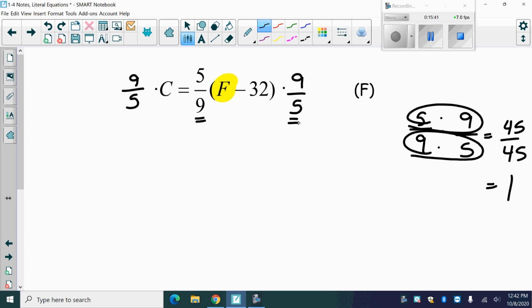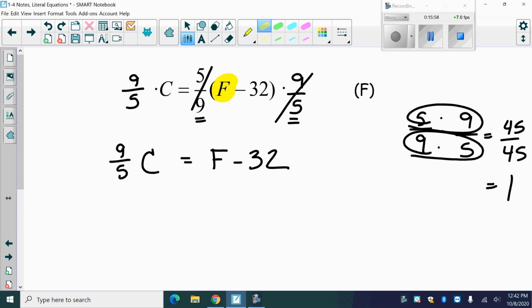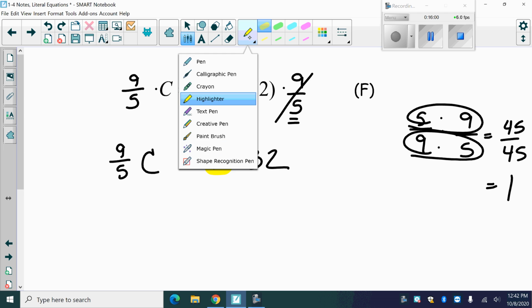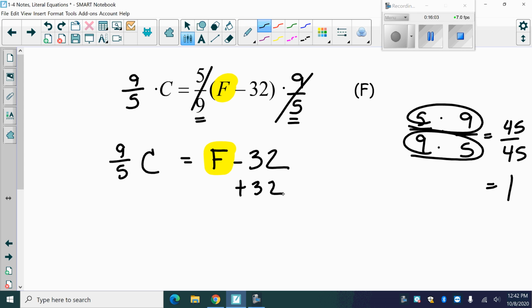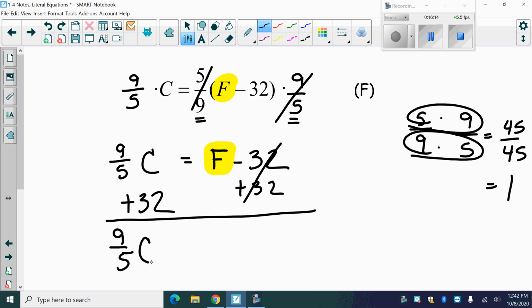So I have 1 times f minus 32, so those simplify to 1. So I'm left with f minus 32 equals 9/5 times c. Still solving for f. I still have one more thing to eliminate, the minus 32. So we're going to add 32 to both sides. Now nobody can add 9/5 c plus 32 because they are not like terms. They are not the same. So we're just going to have 9/5 c plus 32 equals f.